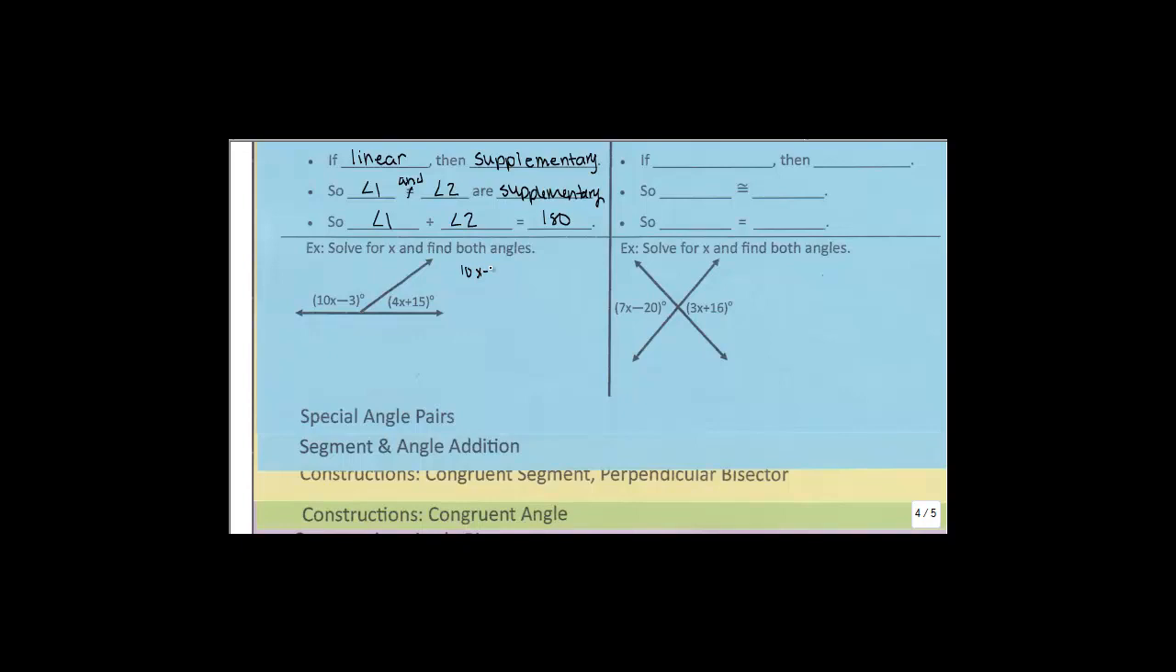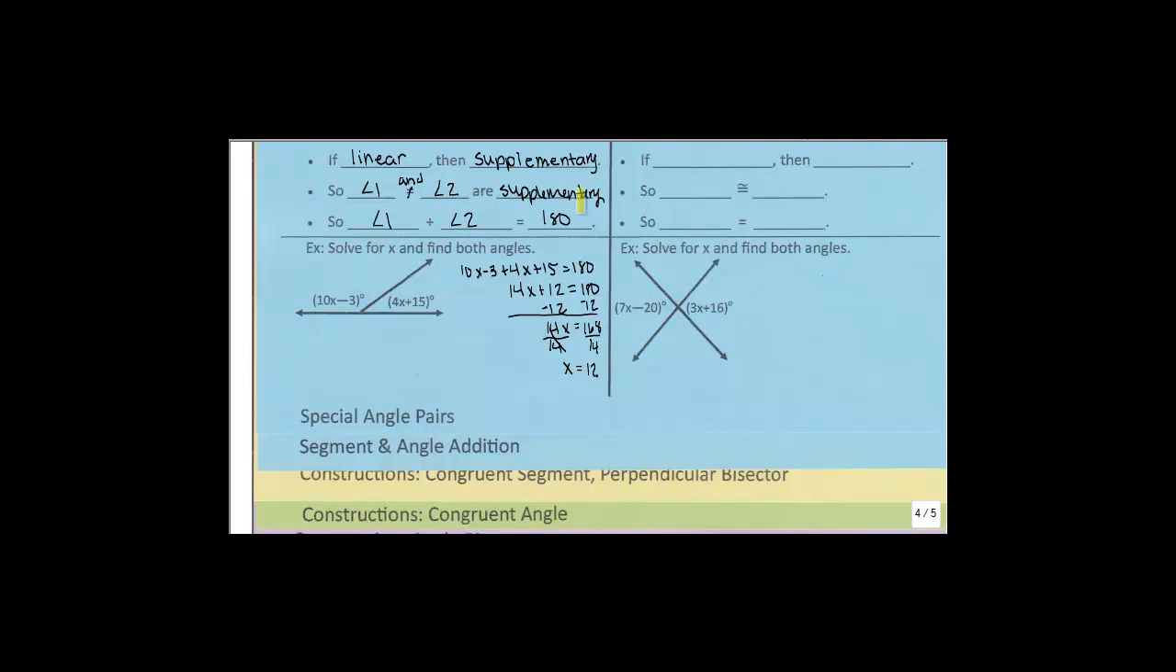So 10x minus 3 plus 4x plus 15 equals 180. 14x plus 12 equals 180. Subtract 12 from both sides. 14x is equal to 168. Divide both sides by 14. And x is equal to 12.